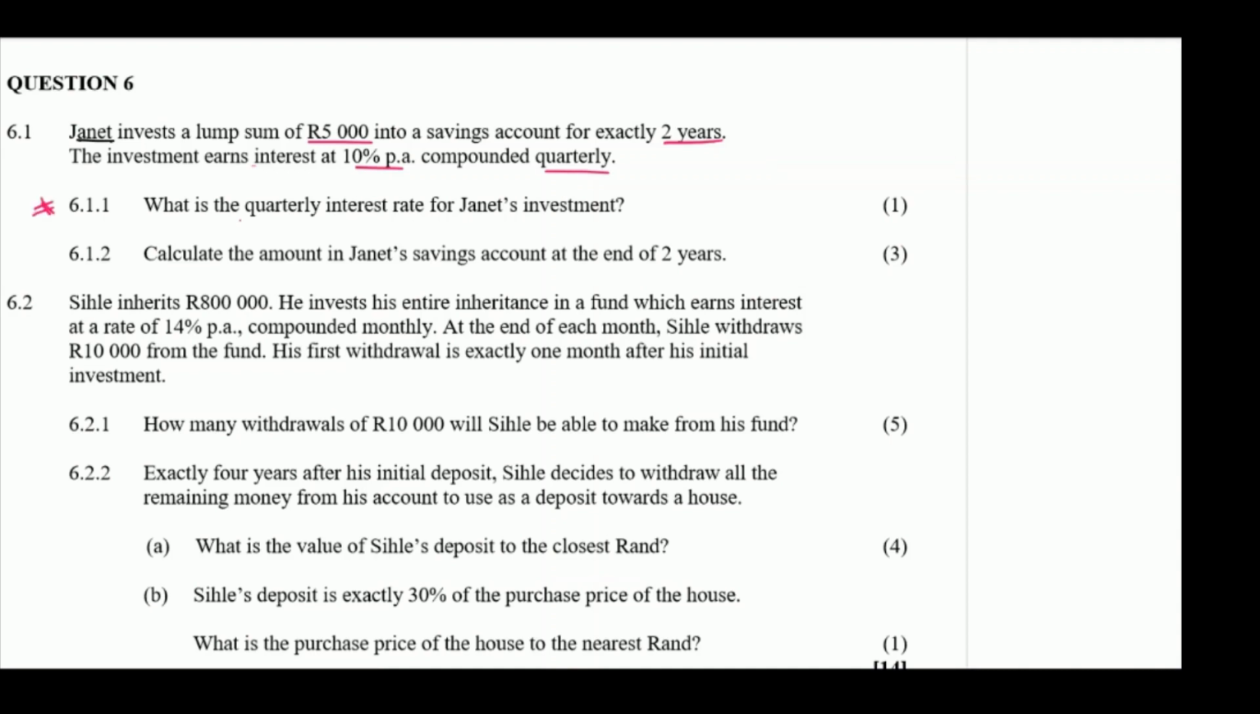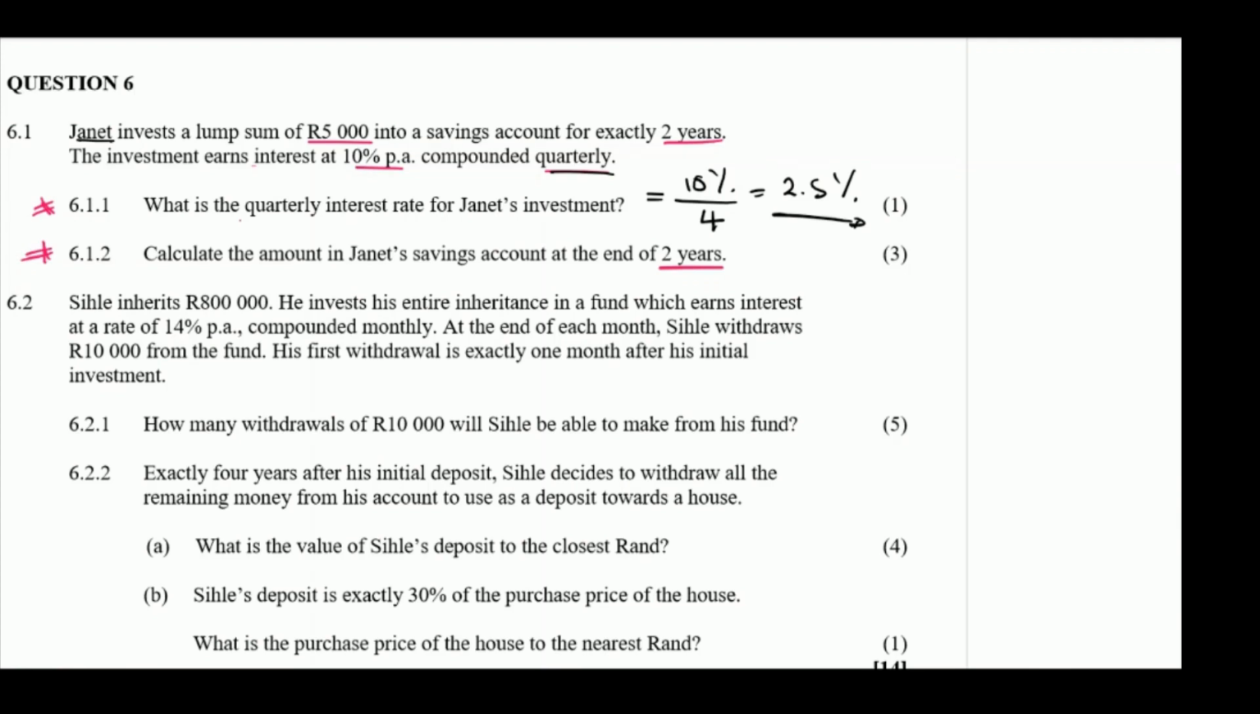6.1.1. What is the quarterly interest rate for Janet's investment? So we are told that the interest is compounded quarterly. So the interest rate for Janet is going to be equal to 10% divided by 4, which is 2.5%. 6.1.2. Calculate the amount in Janet's savings account at the end of 2 years. So I want to know the amount Janet has in her account in 2 years' time.